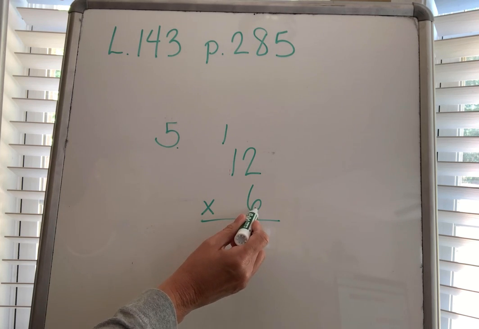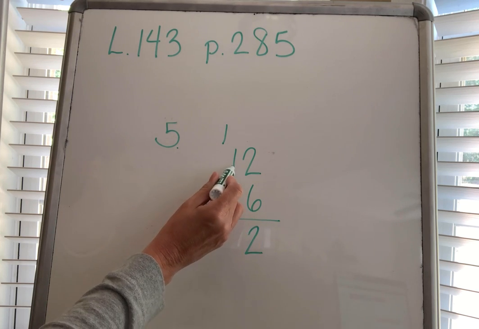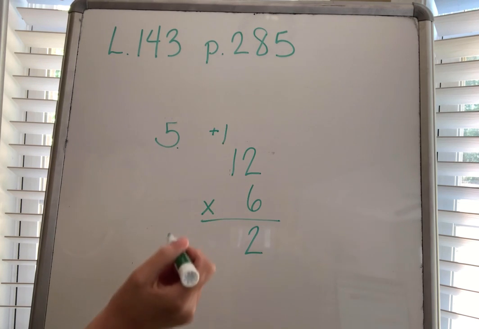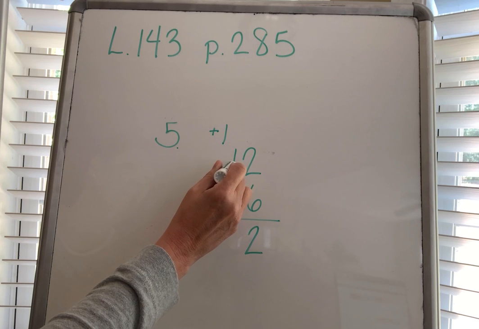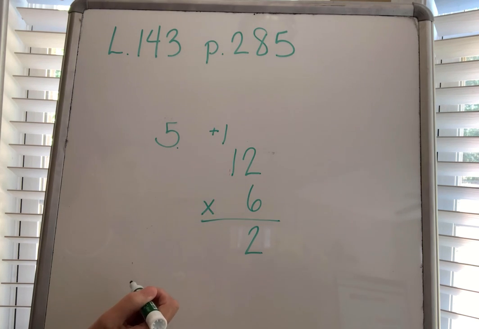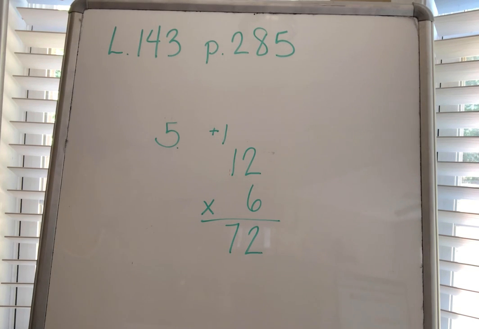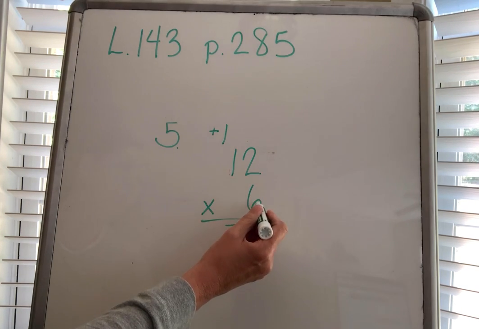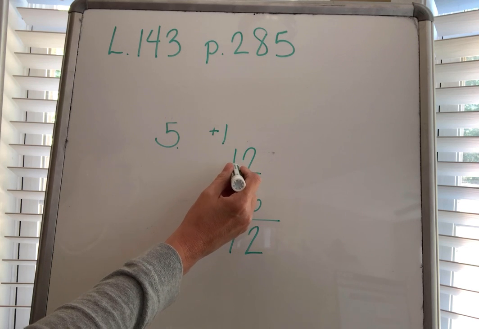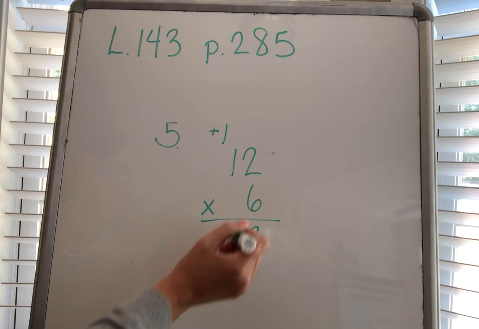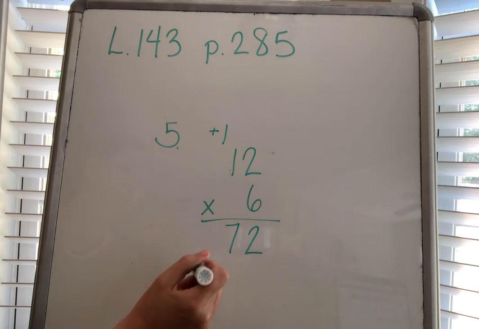We're going to multiply first 6 times 1, which is 6, and then I'm going to put a plus sign here because I want you to remember that 6 times 1 is 6, but now we're going to add that 1. 6 plus 1 equals 7, so we have 72. Okay? So the reason why we're multiplying from the bottom is because if we add that 1 first, and then try to multiply, we're going to have a wrong answer, okay?